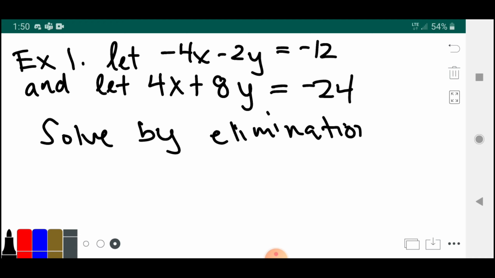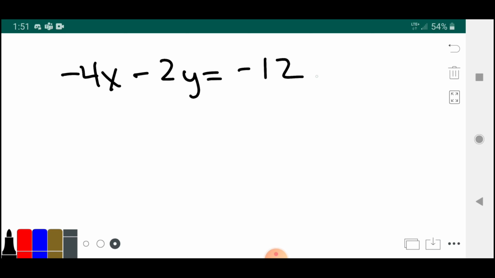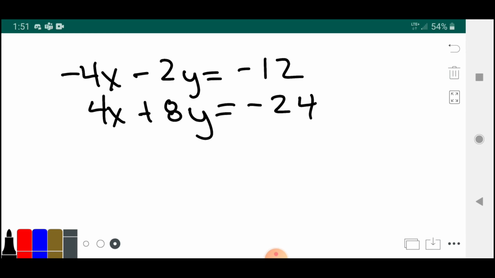Since we have a negative 4 as a coefficient in one of the equations for x, and a 4 as a coefficient in the other equation, we can add our two equations together, and x will be eliminated. Laying our equations out, negative 4x minus 2y equals negative 12, and 4x plus 8y equals negative 24. We've got our similar variables directly above or below one another, and we can just add the two equations together.